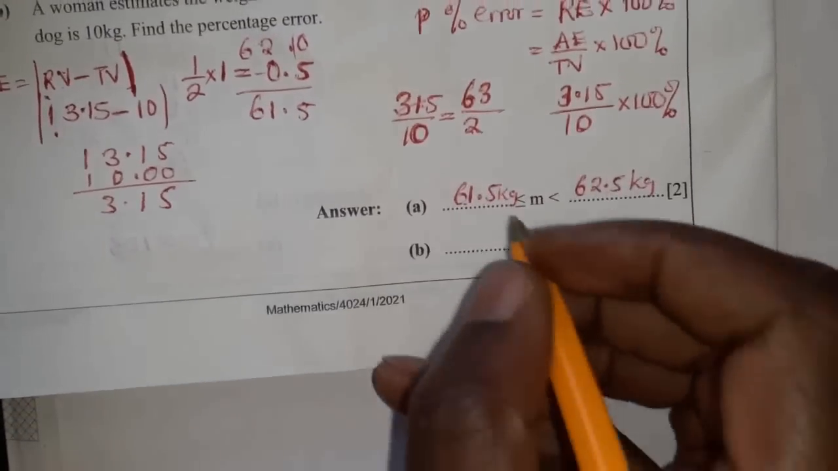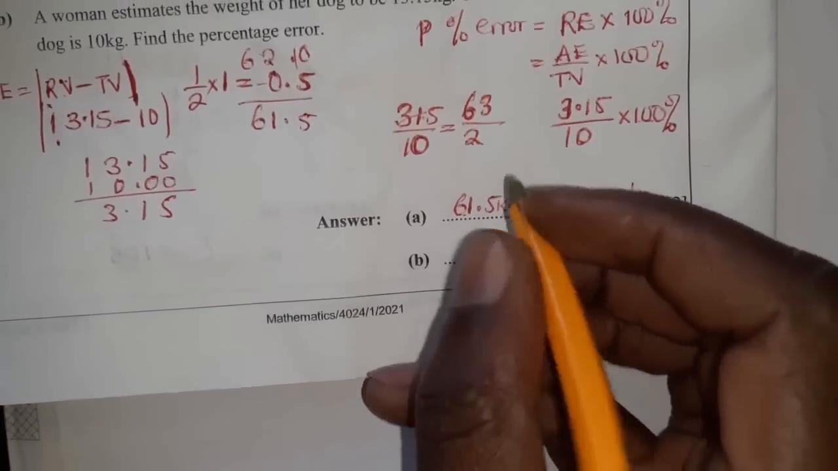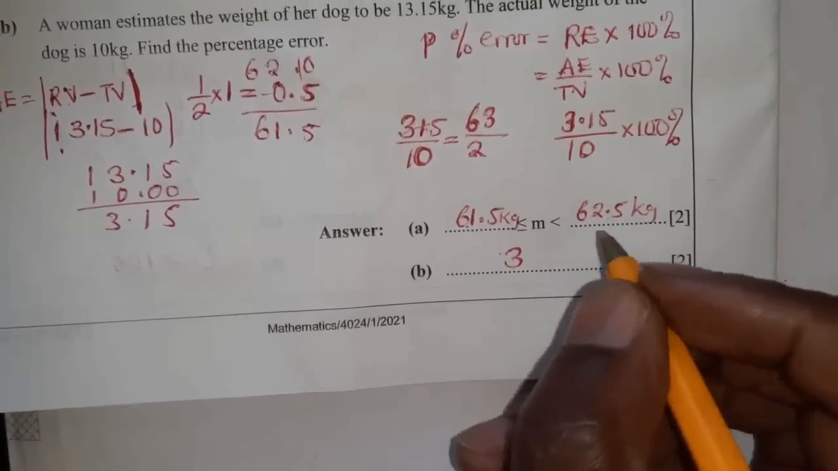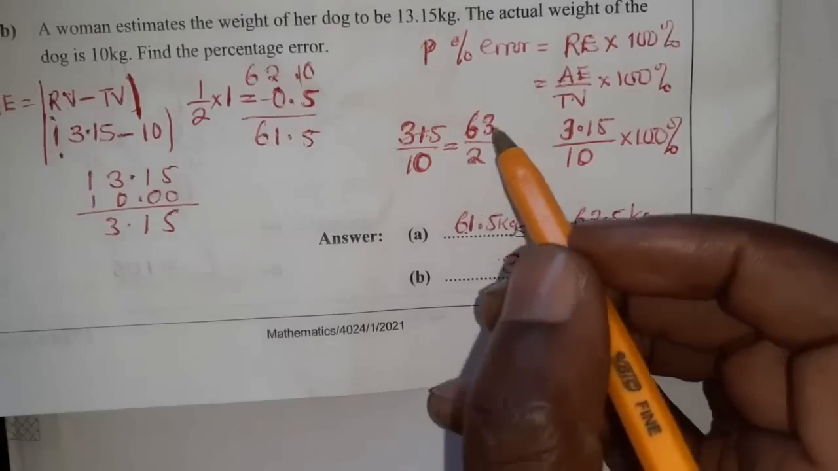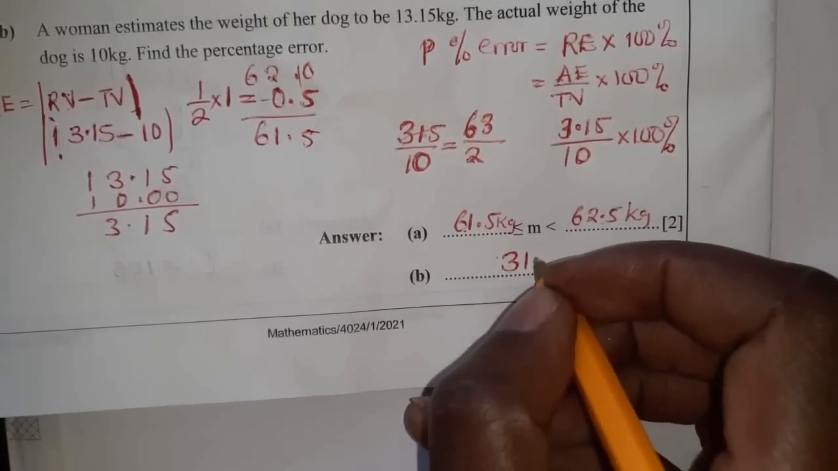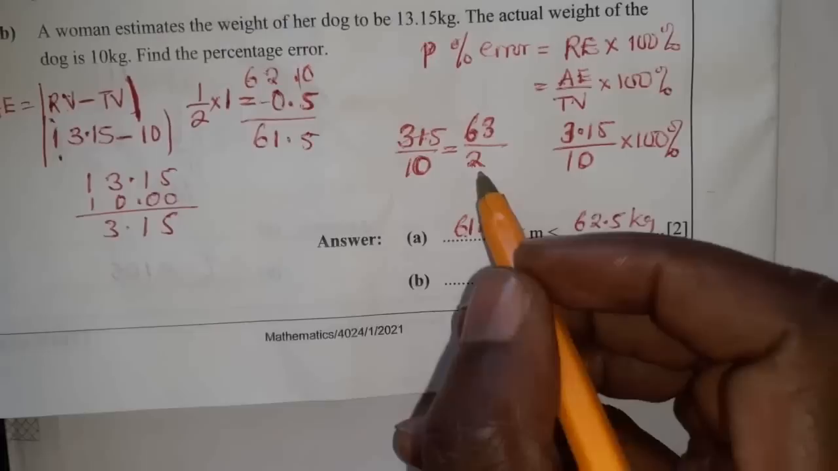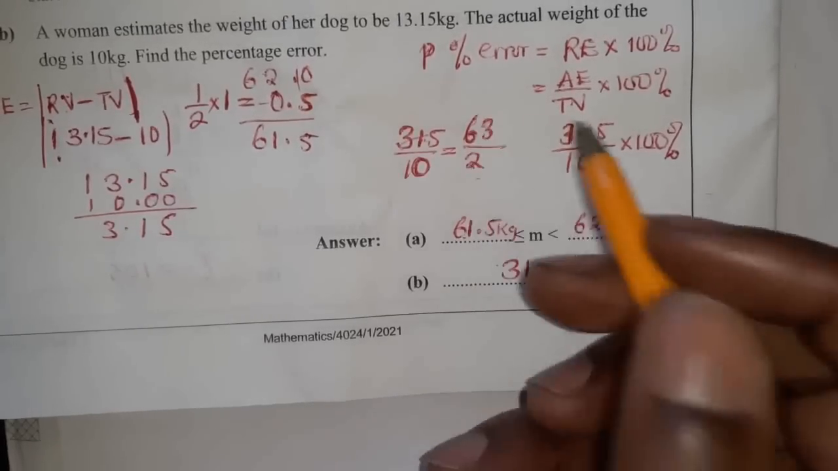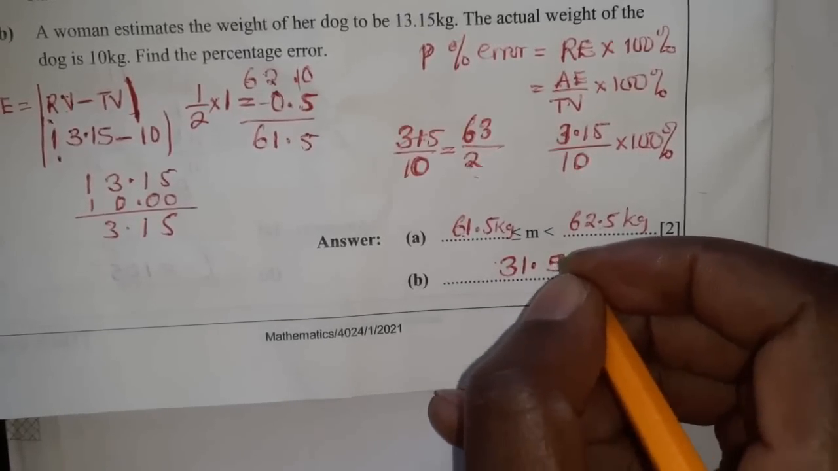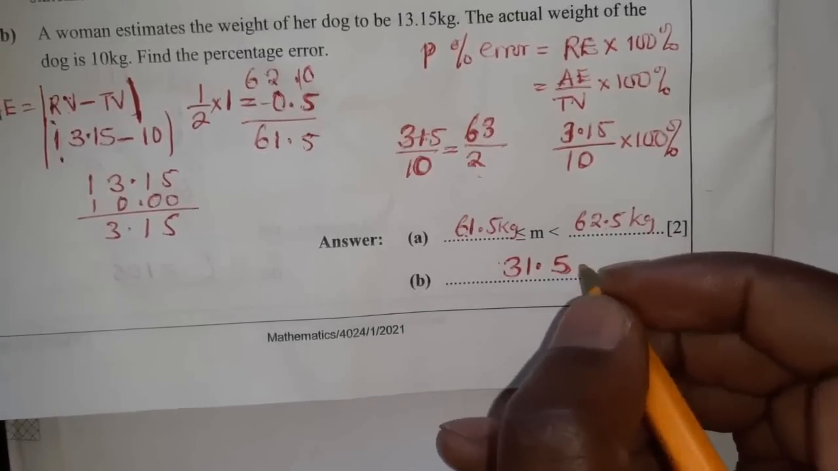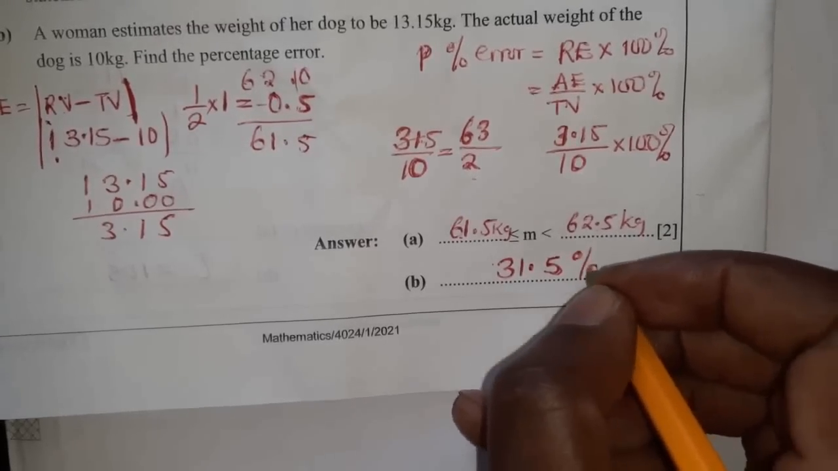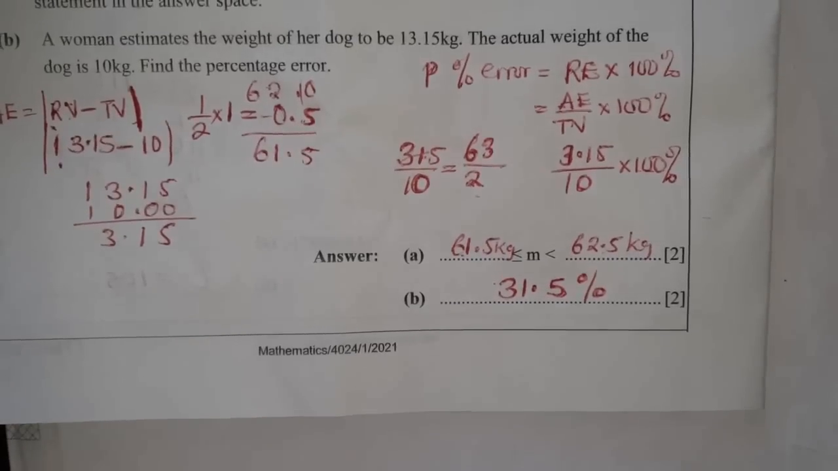Then at this point, you can divide. 2 into 3, 2 into 6, it's 3. Okay. 2 into 3, it's 1. Remainder, 1. That remainder, you add a 0, it will be 10. So you have 5. Find the percentage error. This is what we are getting.